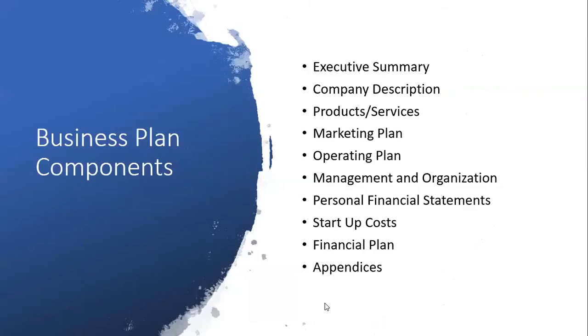So this first slide here is about the business plan components. You have the executive summary, the company description, your products or services that you are offering to your customers, your marketing plan, operating plan, management and organization of your company, personal financial statements, your startup costs, financial plan, and your appendices. So we're going to go through each of these components. I'm going to try to make it as brief as possible.